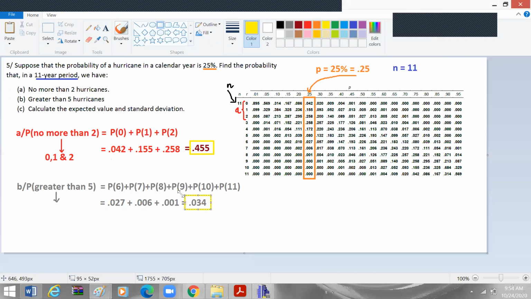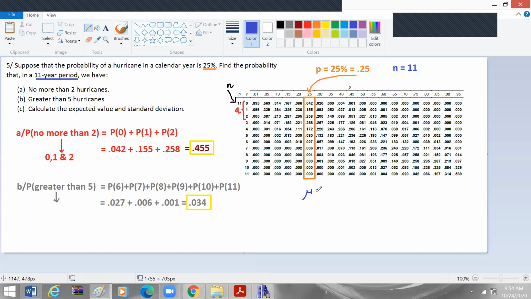And now we're going to go for the mean and the standard deviation. So what is the mean? What is the standard deviation? And then just do it over and over again, right? So the average, which we call the mean, would be n times p, right?